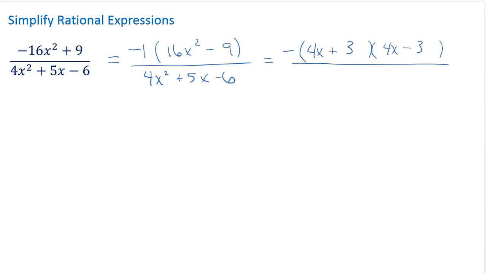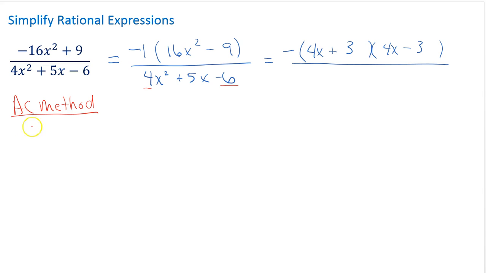Okay, now over here I'm going to do some scratch work. There is no greatest common factor for this trinomial. There's nothing numerically. 4, 5, and 6, they don't have any factors in common. X squared, x, and no x at all has no factors in common as well. This is what we call the AC method. You could also factor this by trial and error, but I like the AC method because it's a method that works every time. So I'm trying to find numbers that multiply to be 4 times negative 6.